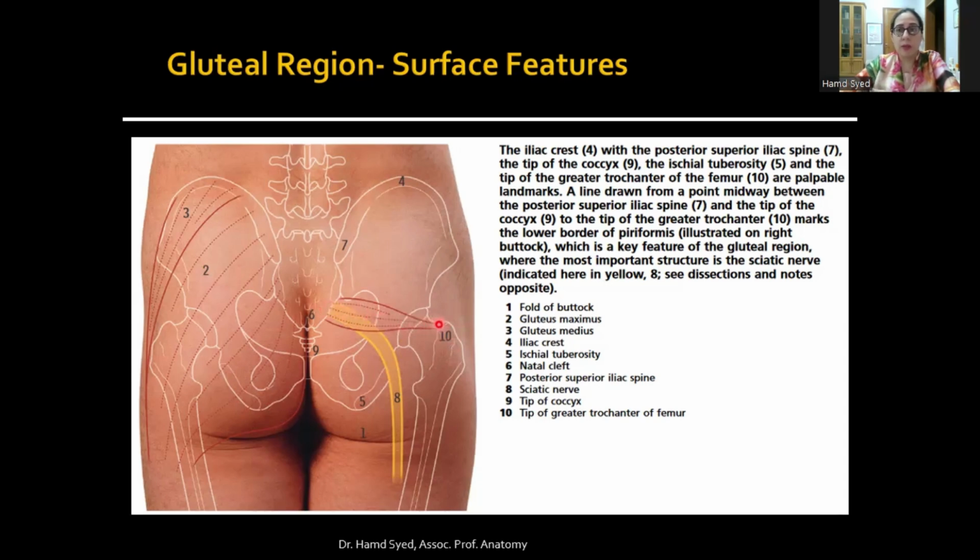And if we want to trace the piriformis muscle on the skin, then what we do is that we draw a line from the posterior superior iliac spine to the tip of the coccyx, and then a point which is midway on that line is chosen, and from there we would stretch a line towards the greater trochanter of the femur. This line is now representing the lower border of the piriformis. So this is how you can locate the piriformis muscle in the gluteal region, and we're going to look in the further slides and understand why piriformis is such an important landmark in the gluteal region.